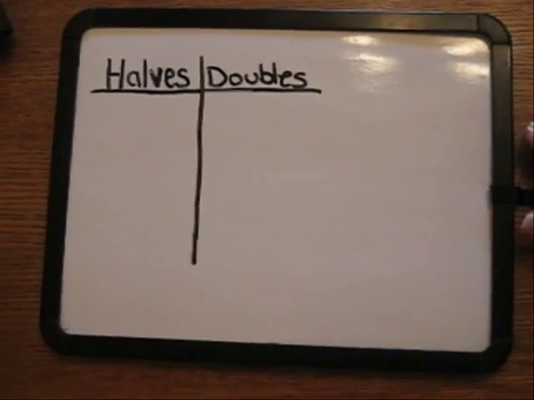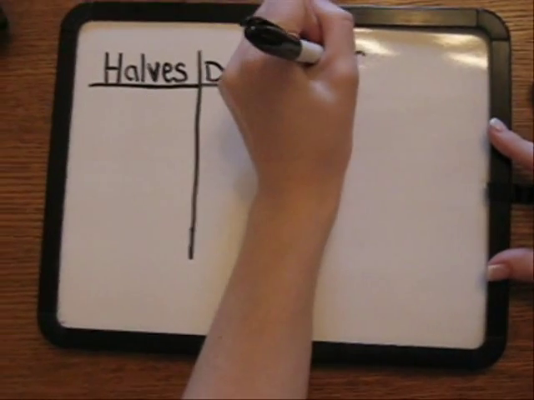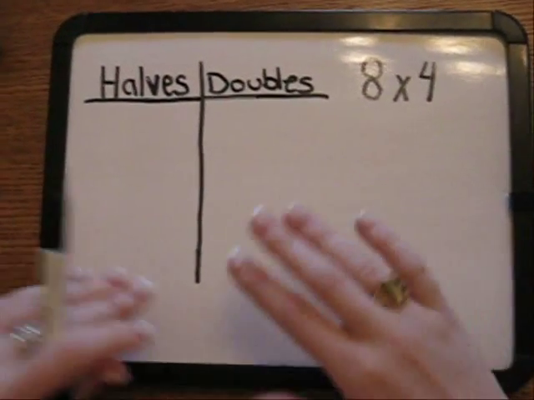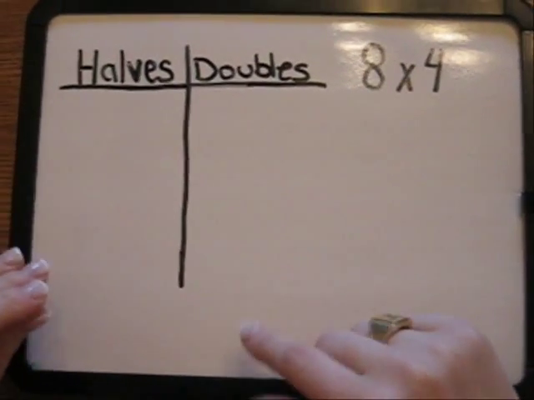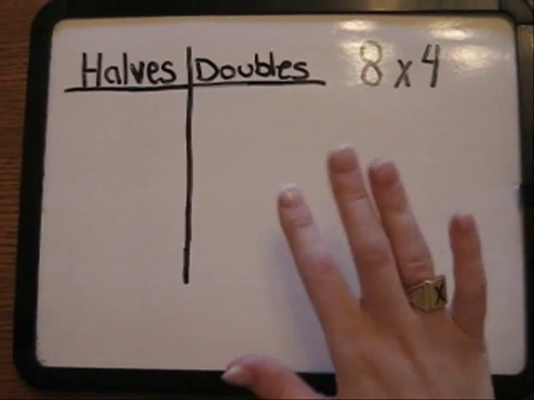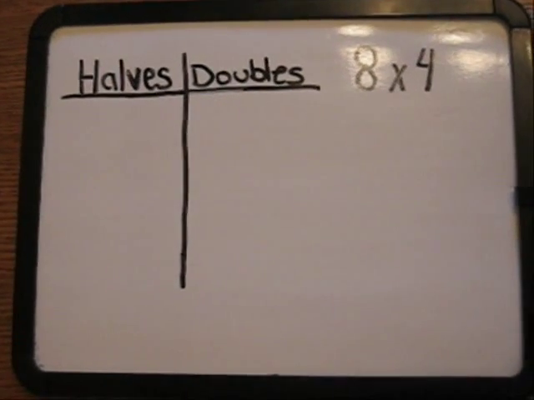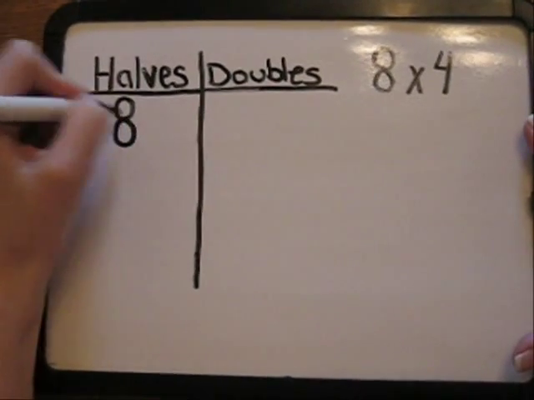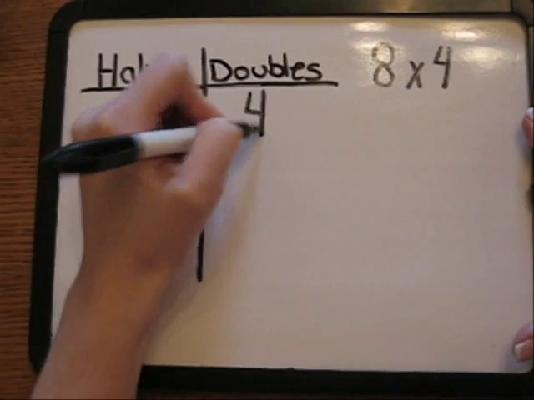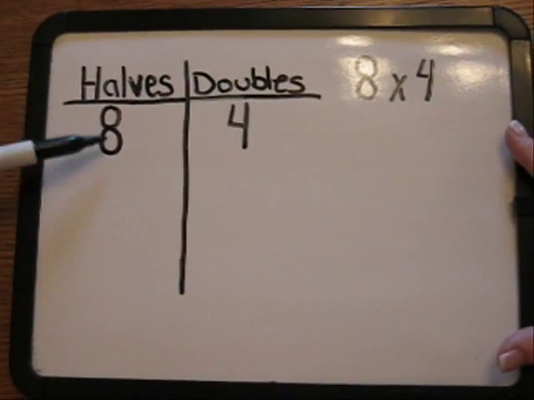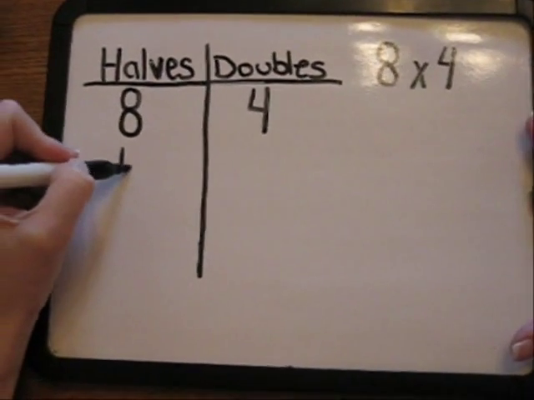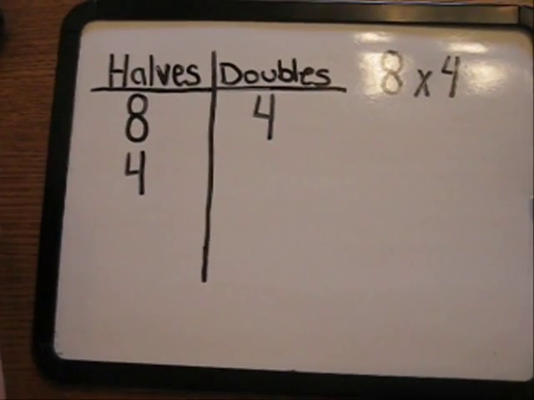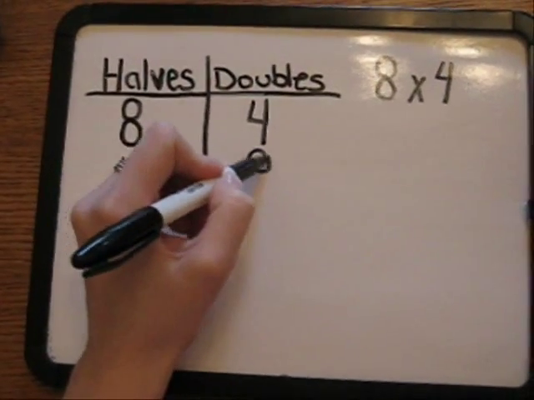So for the first example, we're just going to keep it easy, and it's going to be 8 times 4. Now, it doesn't really matter which column you put either number in, but for personal preference, I'm going to put the 4 in the doubles just because I find it a little easier to double a smaller number. So I have the 8 in the halves and 4 here. Then I'm going to take half of 8, which I know is 4, and write it here. And then I'm going to double this 4, so 4 doubled is 8.